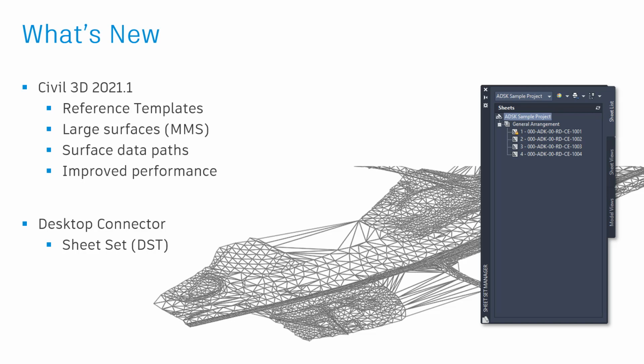And in Civil 3D 2020.1, there is a command called enable DST lock, one word, which is currently set to 0 by default. If you set that to 1, when you download the DST file, it will actually lock that file off and allow the user to perform edits on the sheet set file.